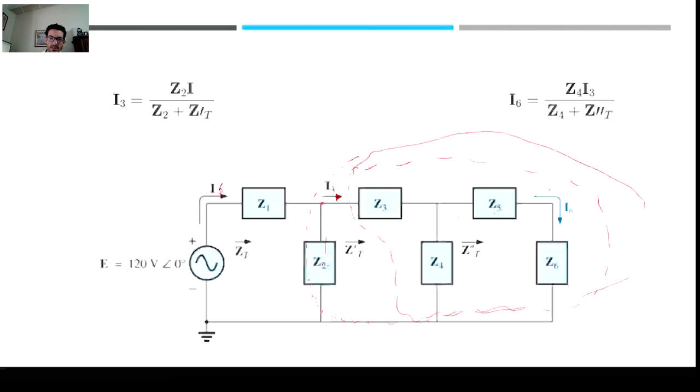And to find current 6, you can keep doing the current divider rule, which is going to be similar. Z4 times I3 divided by Z4 plus Z prime prime, which is this part. Okay, so this is useful information that you should be able to write down and remember when you have ladder networks. Why do you use Z3? Because remember that at some point you assumed that these elements were in series, so the current is the same.